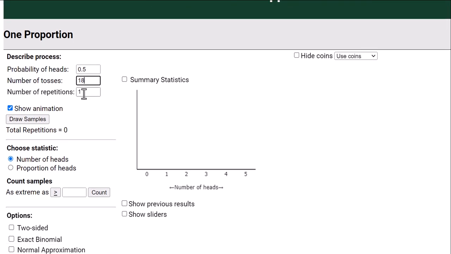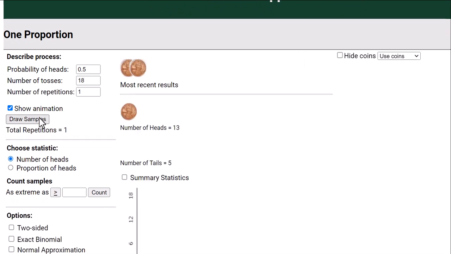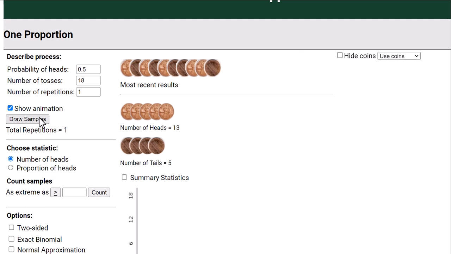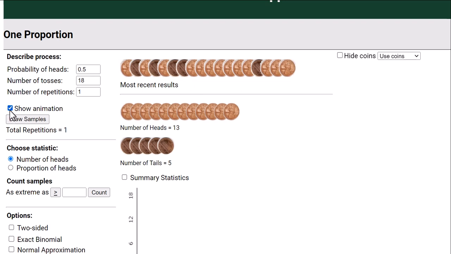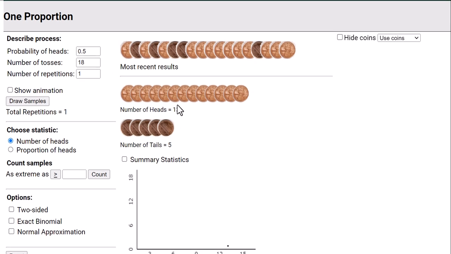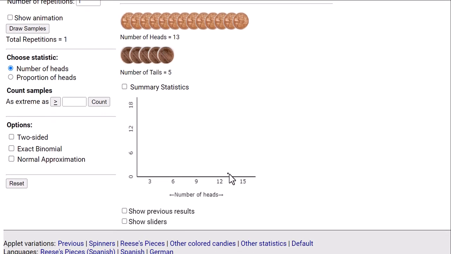If I leave it at 1, this is essentially going to simulate the 18 of you taking the survey. And right now it's taking a little long because I have show animation selected. When you unclick that, things will move a lot faster. Notice that the number of heads says 13 out of 18. Number of tails is 5. And it gave me a little dot.